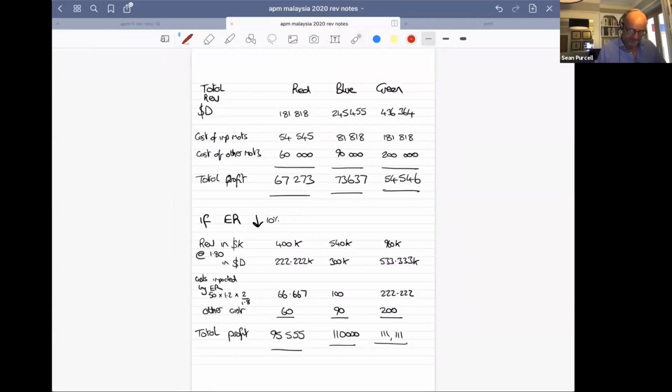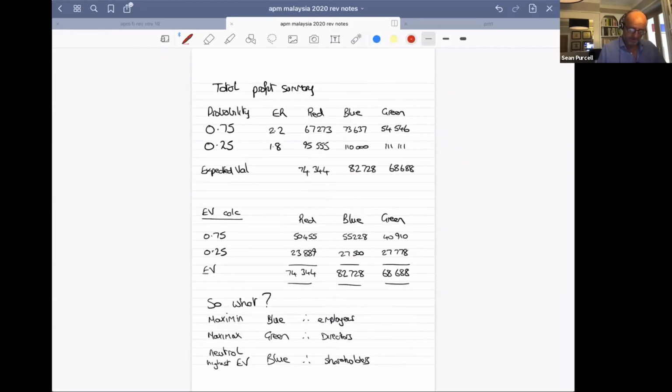I do subheadings like, if exchange rates fall 10%, this is what will happen. Total profit summary, this is what will happen. Here's the probability, the expected value. So maximin is blue, employees. Maximax is green, directors. Neutral, highest expected value is shareholders. You've got to work quite quickly on those, but for those comfortable in calculations, that should be quite easy. But do be very aware of your time.